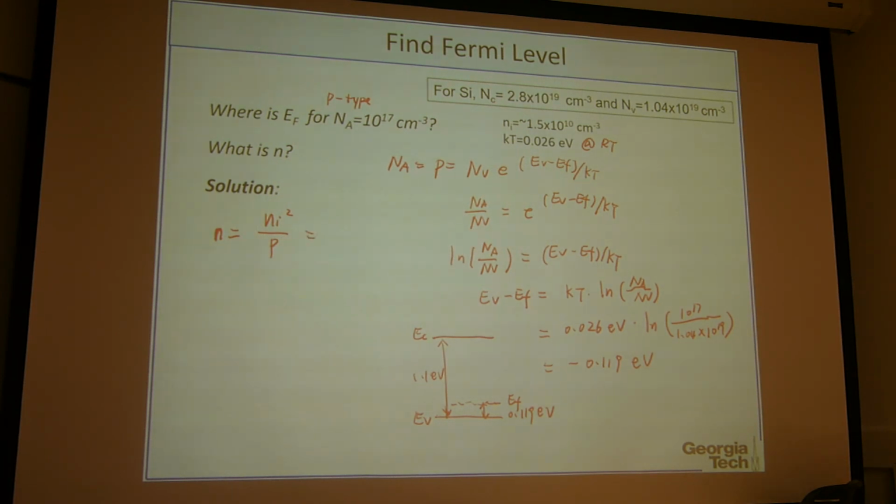And you can plug in the ni, and in this case, if we do it accurately, we will carry that 1.5 times 10 to the 10. And then the p, which is the same as this Na, will be 10 to the 17. So you do that, you get 2.25 times 10 to the power 3. Always carry the unit, centimeter cubed. And you can also double check the order of magnitude, because if one is 17, the other one will be 3, because 17 plus 3 is 20.